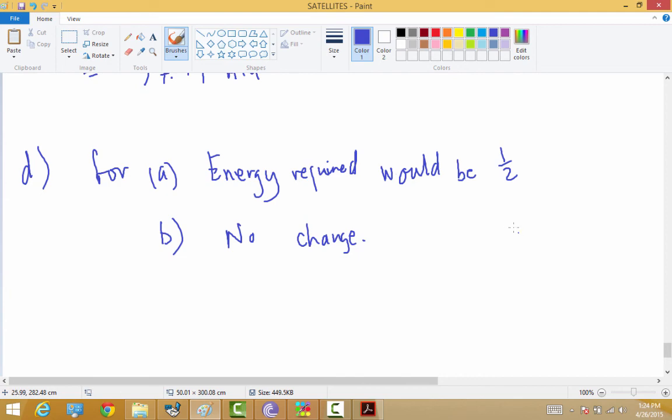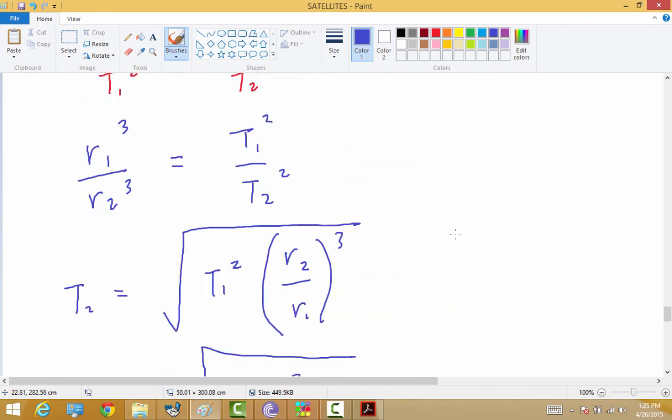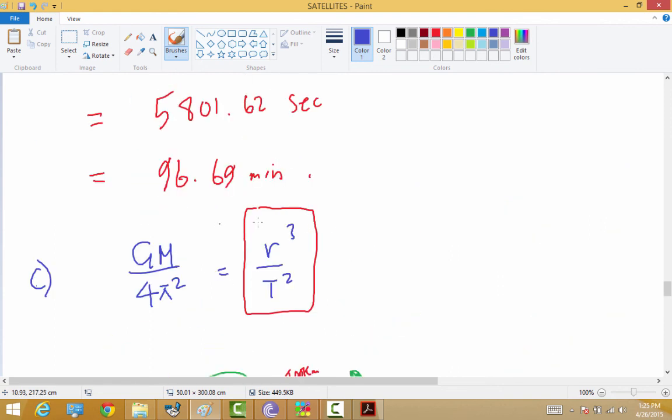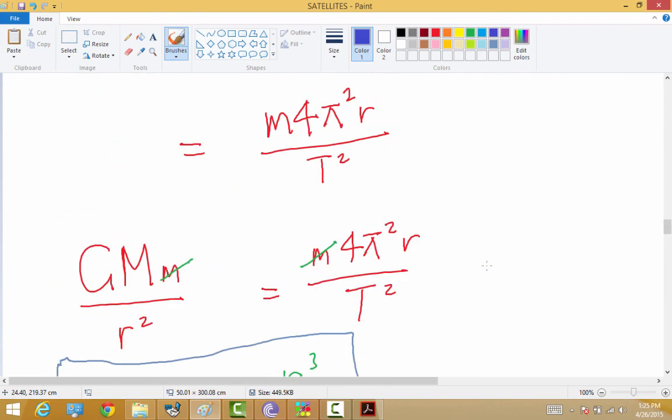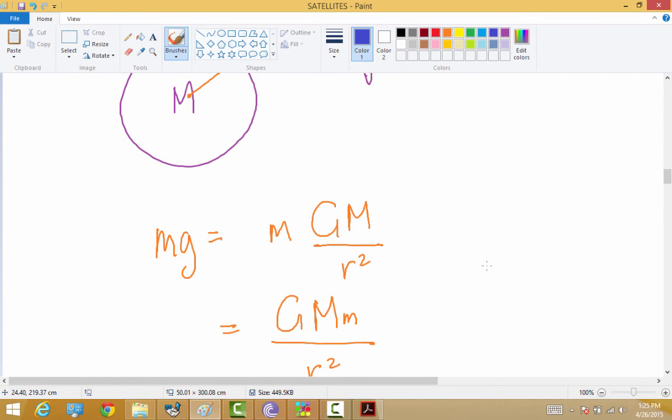So that's it for satellites. The main thing here is this formula. For satellites going around a common body, know that these two formulas will give you a constant value for all the satellites going around that large body. And that's it for satellites.